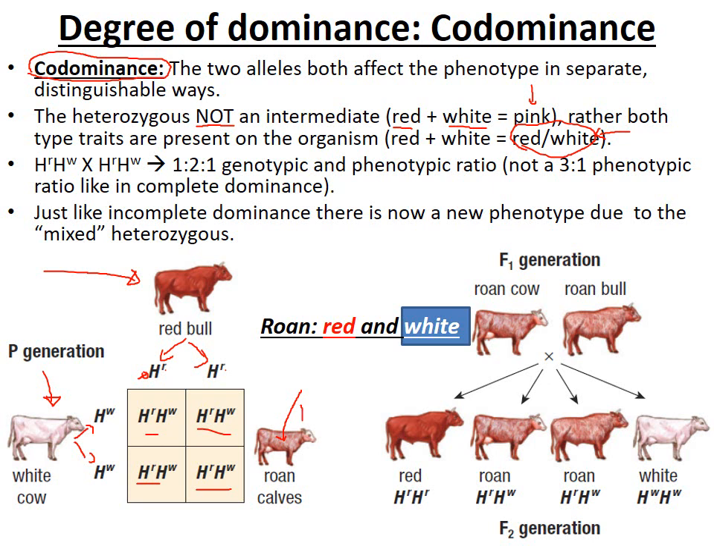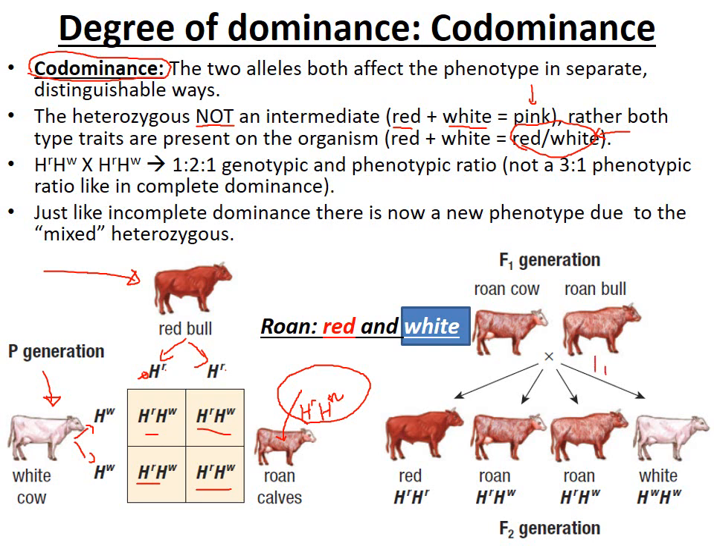And so that is what we call codominance, where they both dominate. They both kind of show up and express in the organism. And then if you were to do a cross between these F1 generation calves, you would get not a 3-to-1 ratio anymore, but rather a 1-to-1 ratio.